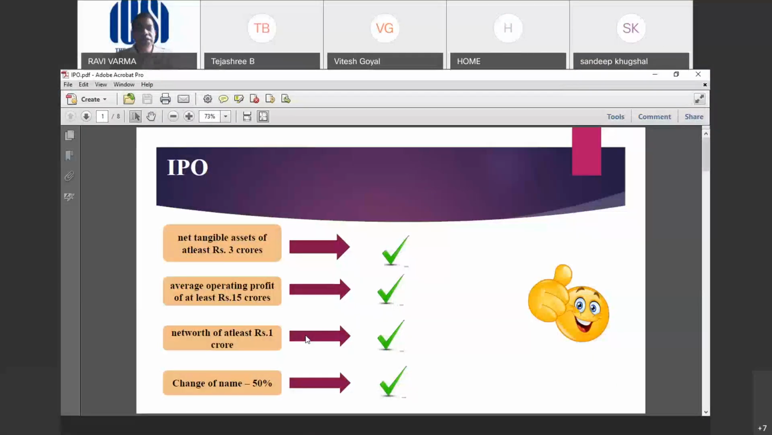Can you see the presentation on the screen? Just confirm through the chat box. Okay. IPO related. Yeah.